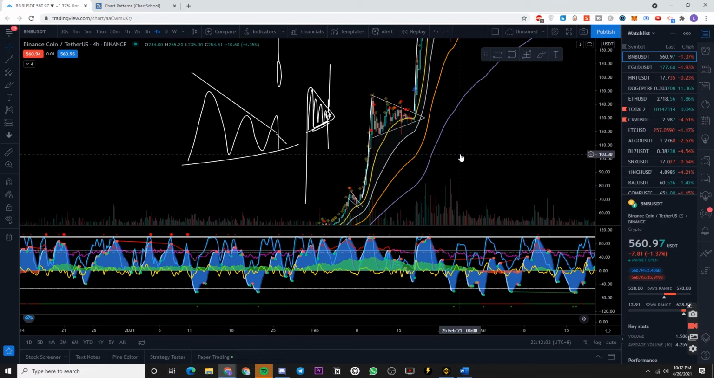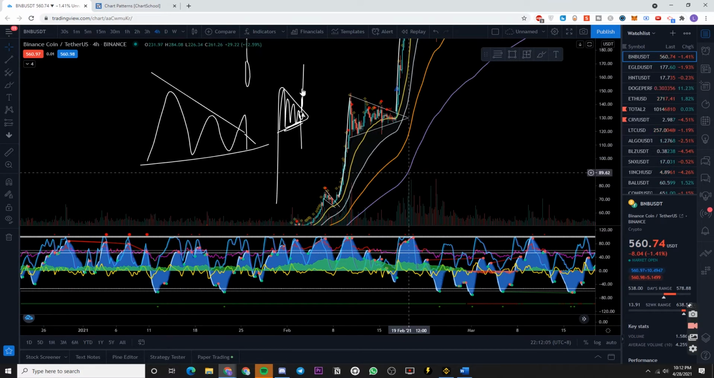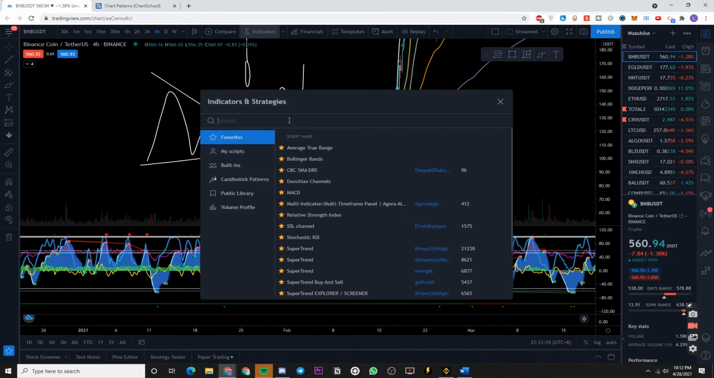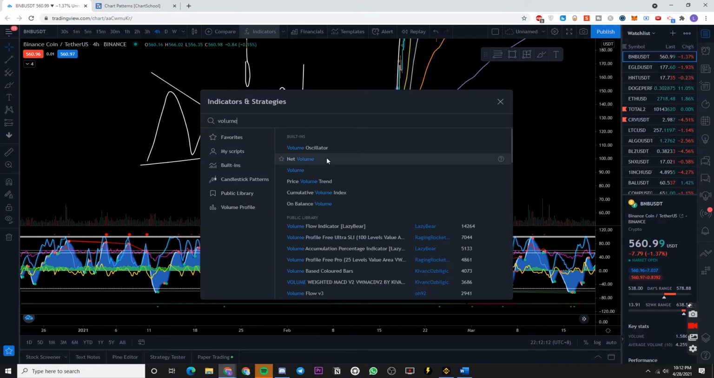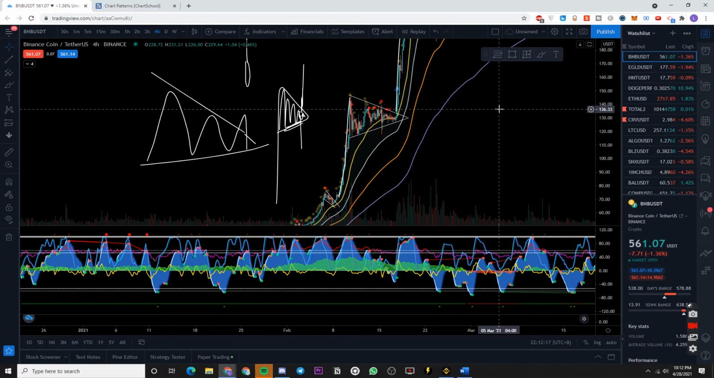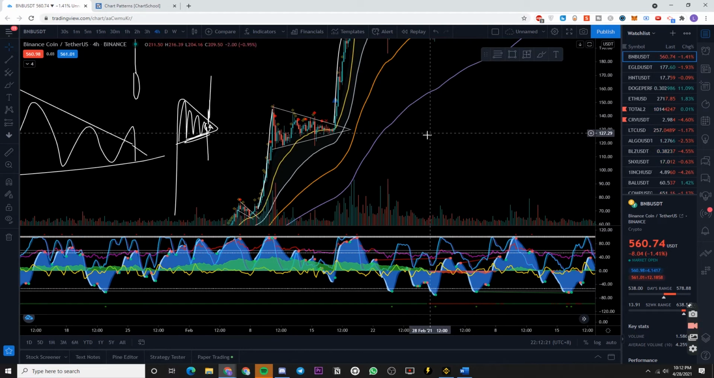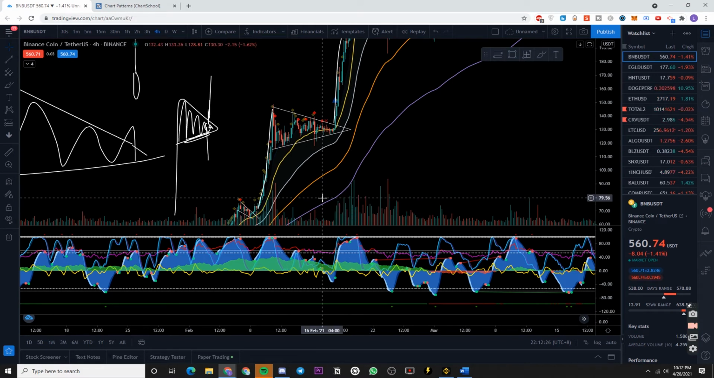And the most important factor is volume. Now, on every single one of your charts, I don't care who you are, I want you to go onto indicators and search up volume, okay? This is a must-have on every chart, because volume is going to indicate whether or not it is a breakout or is it a fake out. So with every breakout, you need volume.